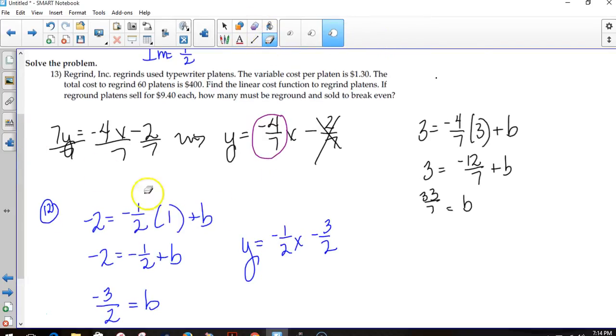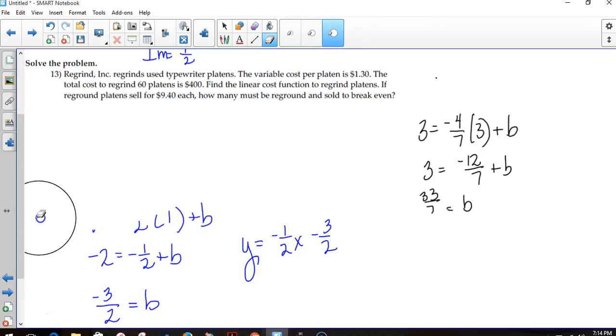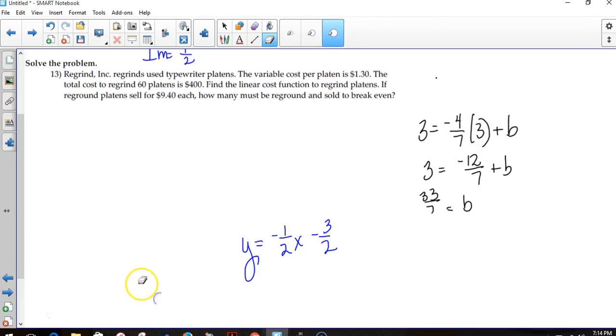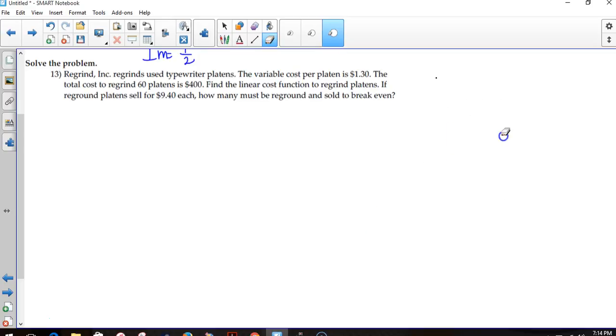Number 13, and I'm going to erase 10, 11, and 12. It says regrind. Regrinds use typewriter platens, and the variable cost of each platen is $1.30. And if the total cost to regrind 60 of these is $400, now if I were to regrind these and sell them for $9.40 each, how many must be reground in order to break even?